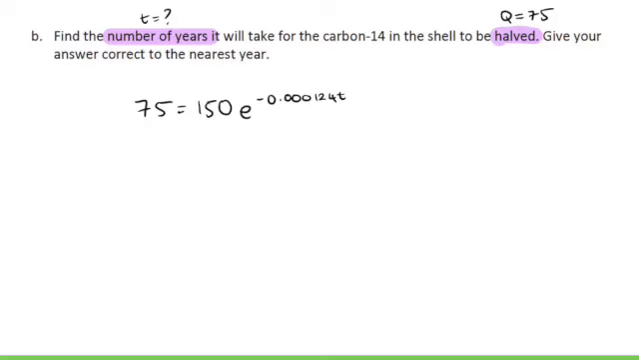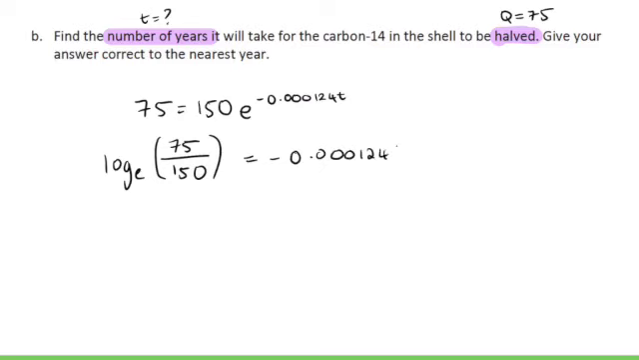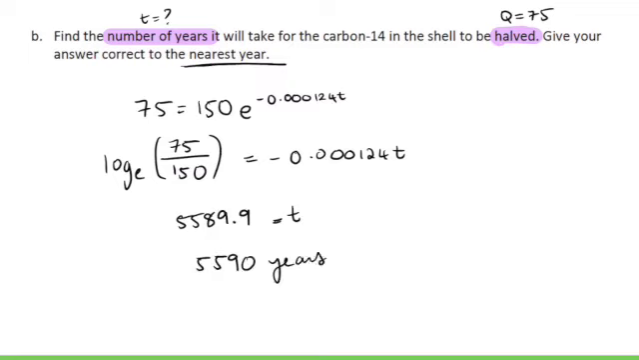Now what you can do is divide by 150, and then take the log base e to the other side. Or, of course, you can just type that straight into your calculator and solve for T. When you do that, you will get that T will be 5,589.9, and it specifically says answer correct to the nearest year. So we're going to round up to 5,590 years.